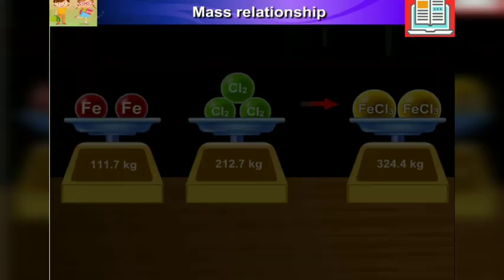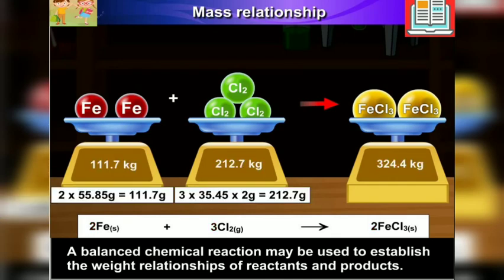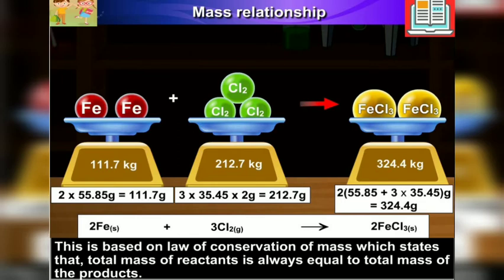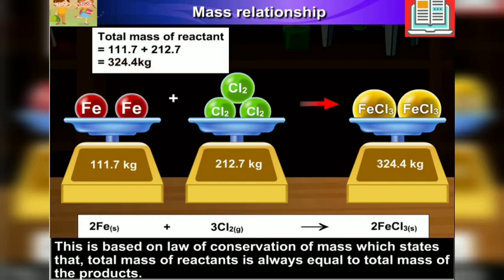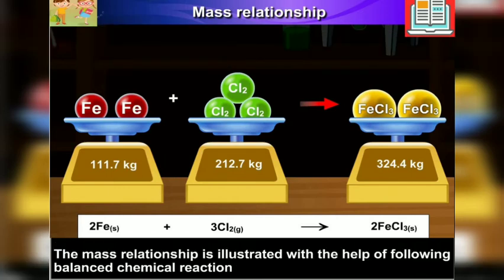Mass relationship. A balanced chemical reaction may be used to establish the weight relationships of reactants and products. This is based on the law of conservation of mass, which states that the total mass of reactants is always equal to the total mass of the products. The mass relationship is illustrated with the help of the following balanced chemical reaction.